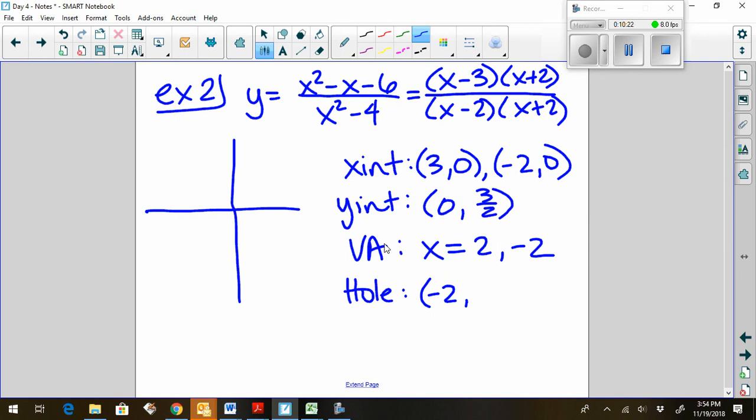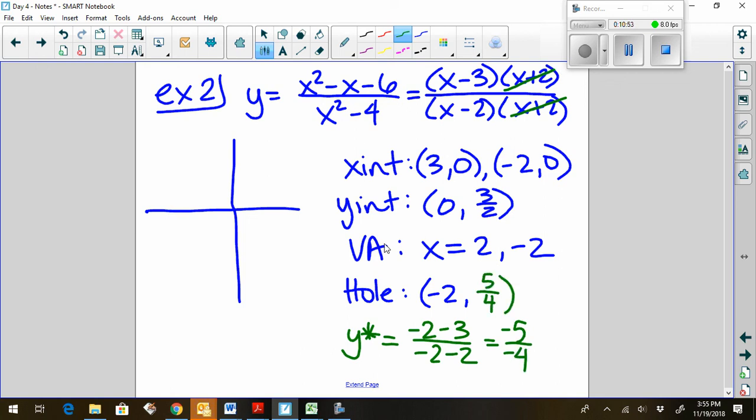So we're going to use y star. And y star, after I cancel out, so negative 2, if I plug it in here, it would give me 0, and here would give me 0. So I can cancel those out. And I'm going to plug negative 2 into y star, what's left over. So negative 2 minus 3 over negative 2 minus 2. So y star, we get negative 5 over negative 4, which is 5 over 4. So when we graph this, we're going to no longer have this x-intercept and no longer have this vertical asymptote.